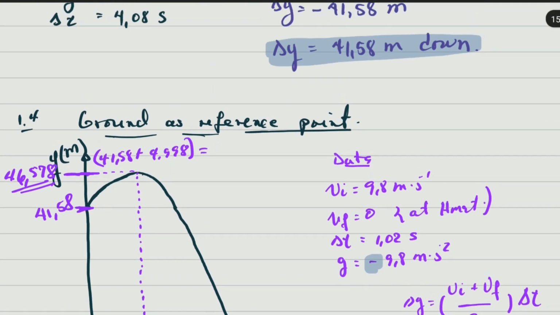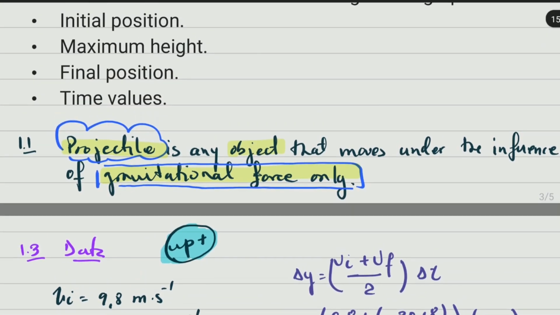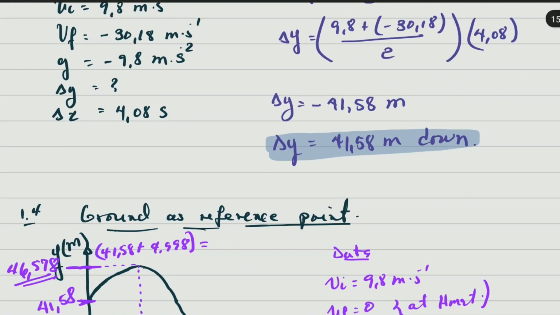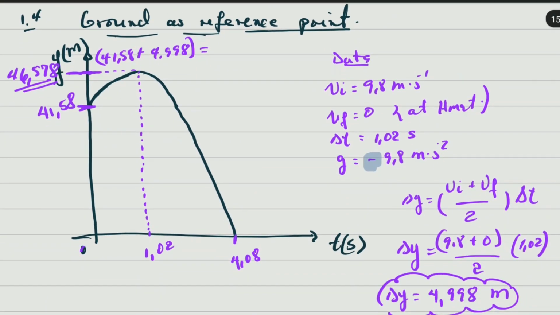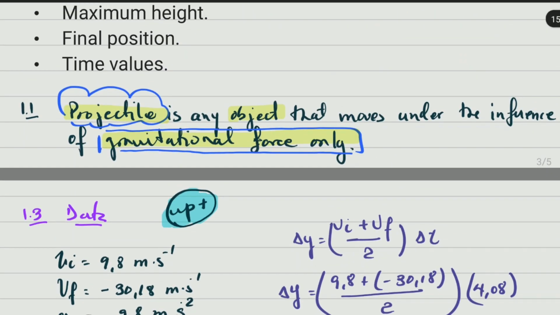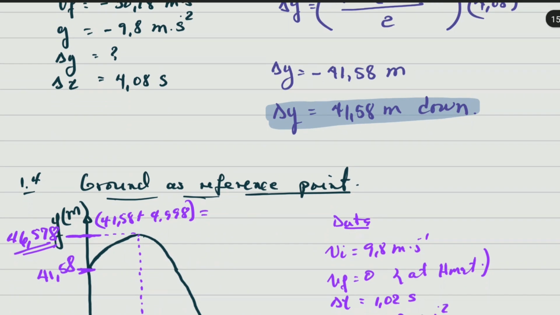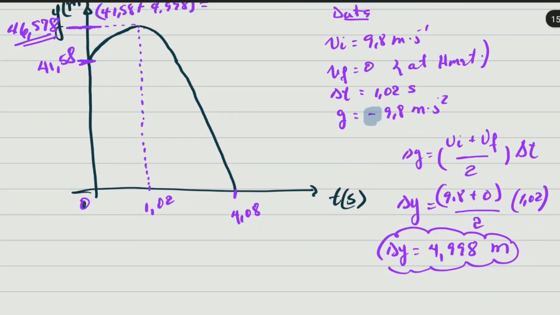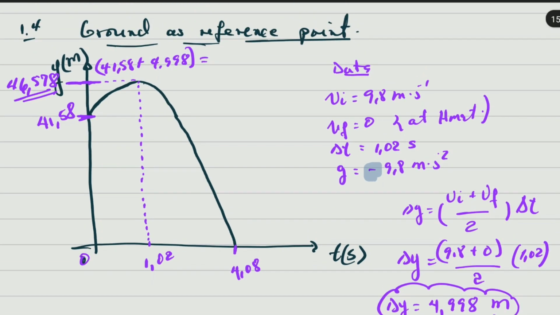So what else must be in the graph? Final position. The final position of the object is 0. That is important. And then what else is asking you? The time values. So the time values are all given there. That is the time to reach the maximum height. This is the total time. So this is the first question, guys. I hope you understand. It is not that bad.